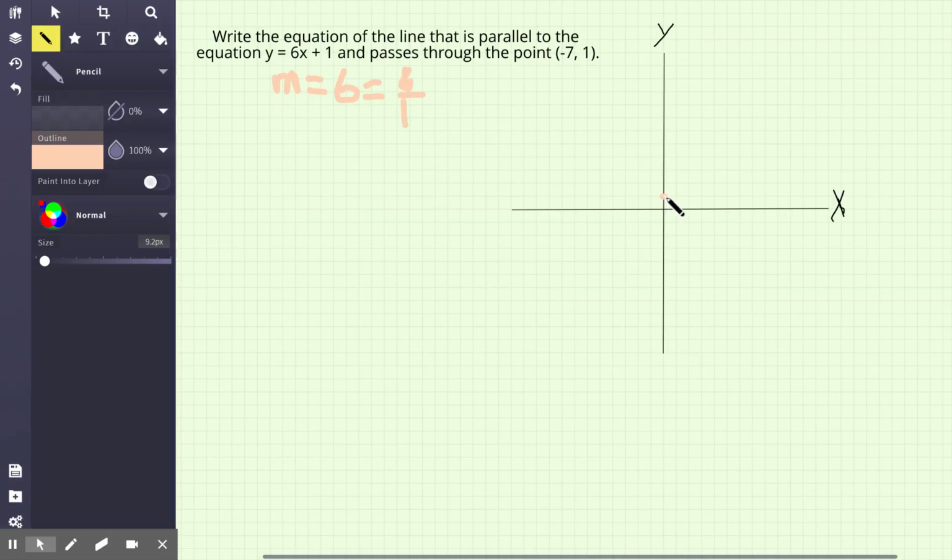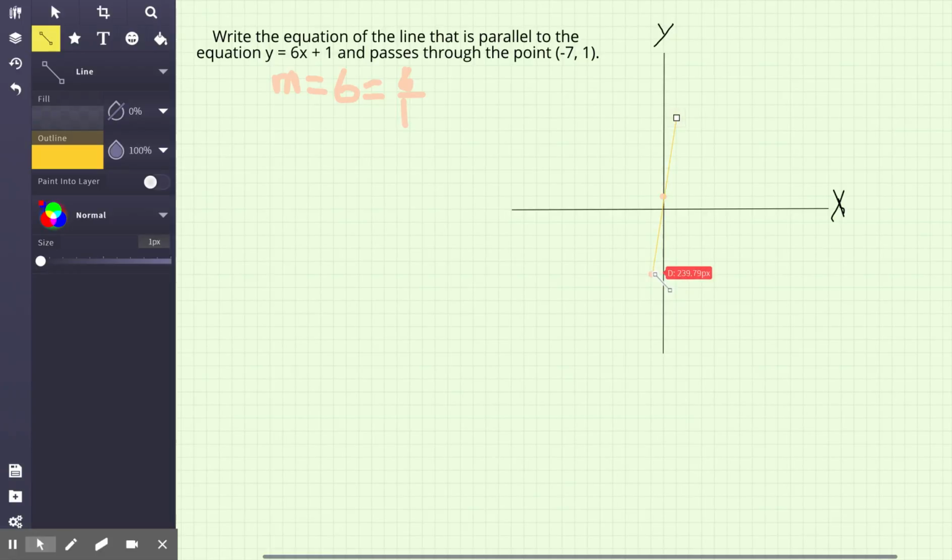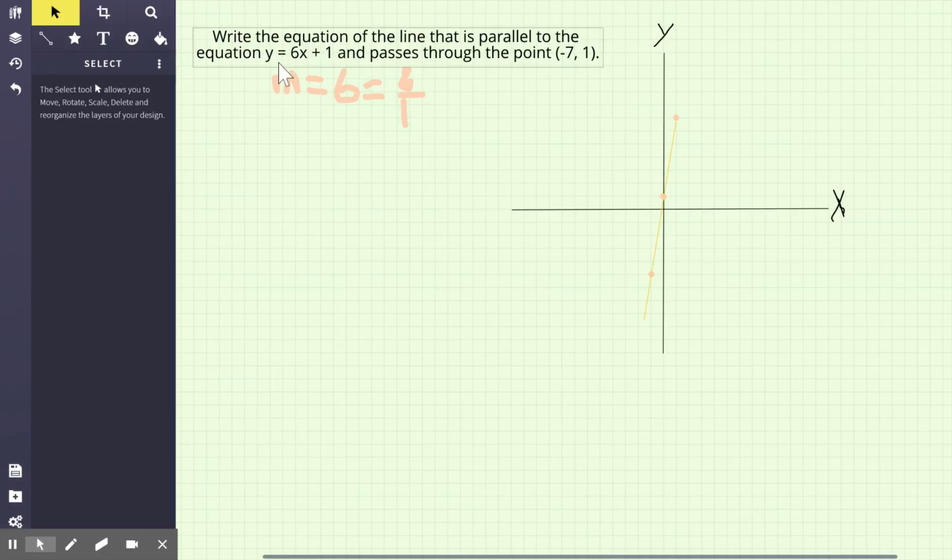So if I wanted to graph this, remember, slope is rise over run, so I'm just going to rise 6 and then run 1. I can plot a point right there. I can go down 6 also, but then I'd have to go to the left one to keep in line with it. And then I'm just going to draw my line through it. I'm going to change the color of it. All right, and that's the line of this equation right here.